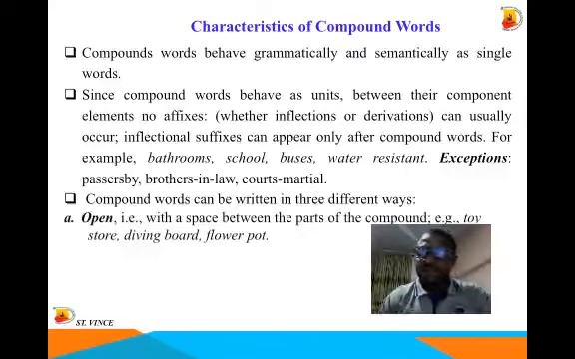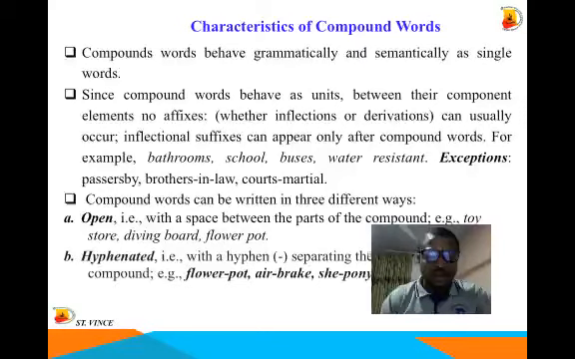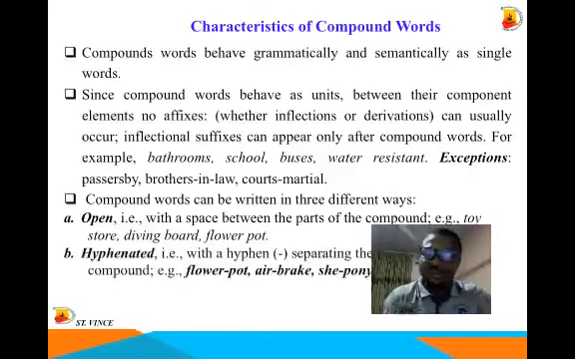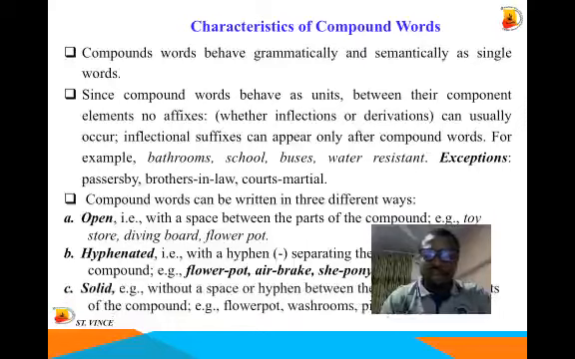Now another characteristic of compound words is that they can be written in three different ways. One, they can be written using the open format, where there is a space between the two independent morphemes, or the two independent words. So instead of saying toy store with a hyphen, I just write two independent: diving board, flower pot, something like blue bag. You write them independent. So this is what we refer to as the open. And you can also have the hyphenated, where you put a hyphen in between the two independent words.